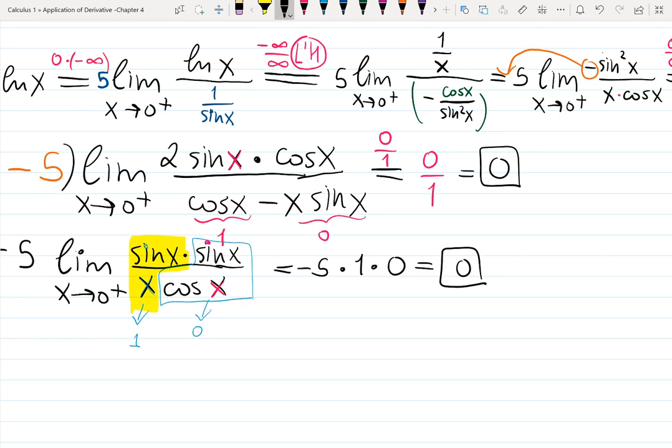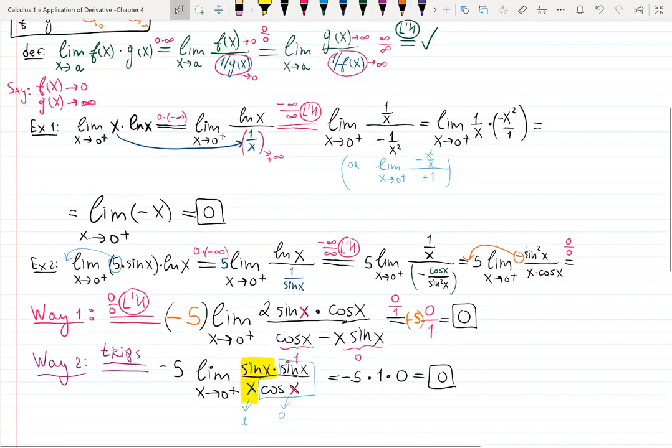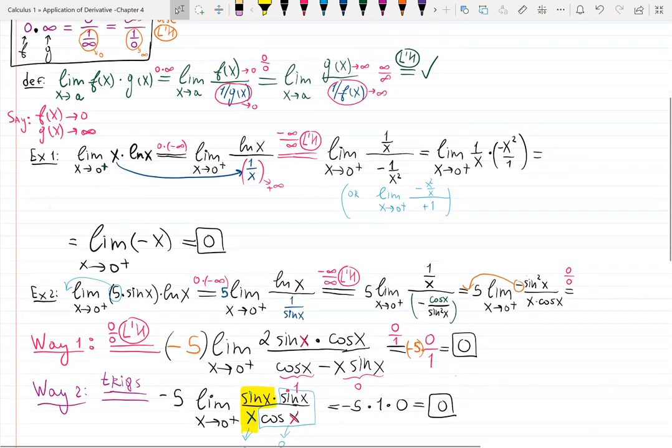Also, I think I forgot to mention, we multiplied everything by 0, but actually it's important not to lose -5 in front. What if the answer is not 0 but some kind of number? But still, 0 times anything gave us 0. And these are 2 nice examples for the case 0 times infinity, minus infinity, and so on.